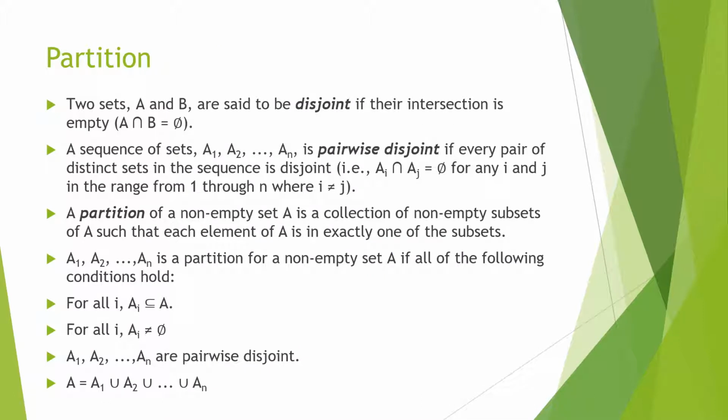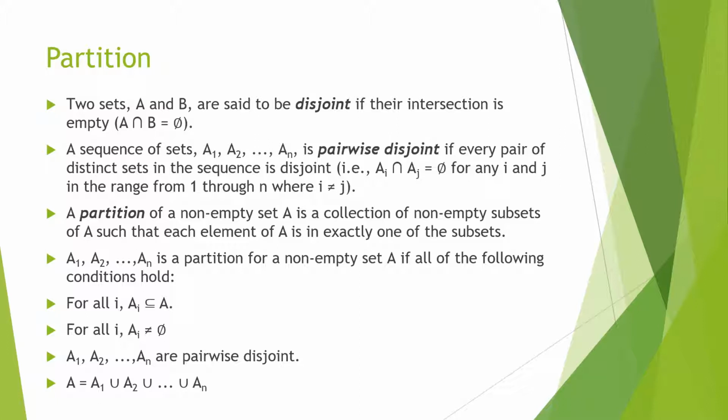The last definition that we provide in this chapter is the definition of partition. Let's assume that you have two sets A and B. Two sets A and B are called disjoint if their intersection is empty. So if the intersection of A and B is the empty set, then we say A and B are disjoint. If you have a sequence of sets like A1, A2 all the way to AN, these are called pairwise disjoint or mutually disjoint if every pair of distinct sets in the sequence is disjoint, which means that for every i and j, if i and j are not equal, then A sub i and A sub j are disjoint, which means that their intersection is empty. So they are mutually disjoint, or they are pairwise disjoint.